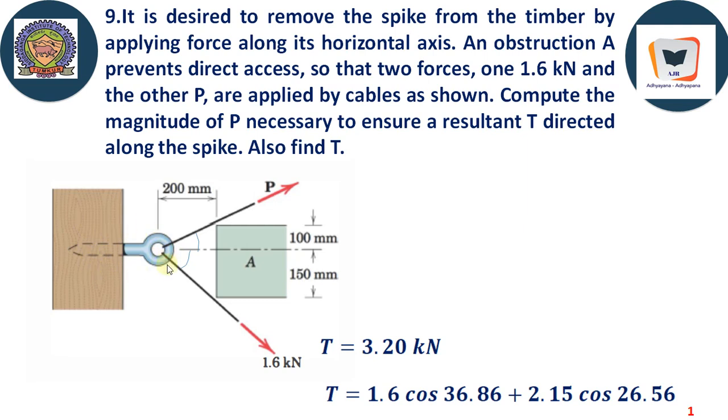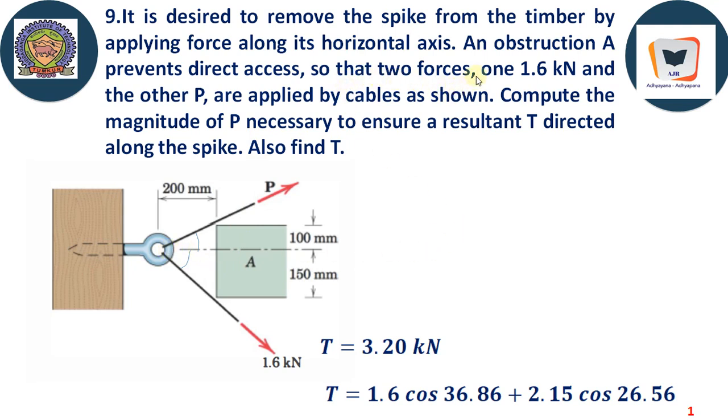Now it is desired to remove this spike. Spike means some kind of a fixture done on the wooden beam or wooden column, let us say. A spike from the timber by applying a force along its horizontal axis. We need to remove this along the horizontal axis. Effective force should be along the horizontal axis. An obstruction A, some kind of a box like this, of a particular dimension which is given over here, prevents the direct axis. There is no way of pulling this spike directly along the horizontal axis.